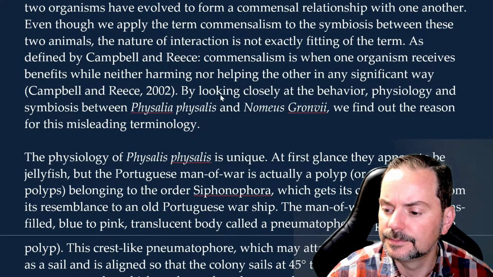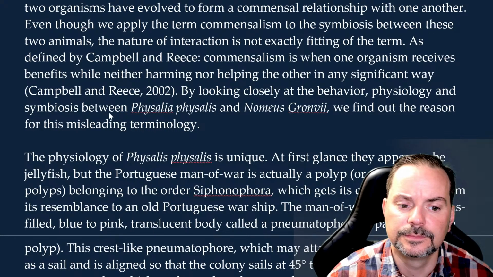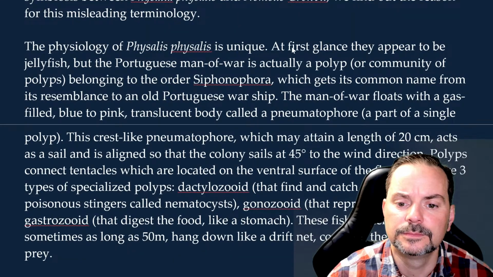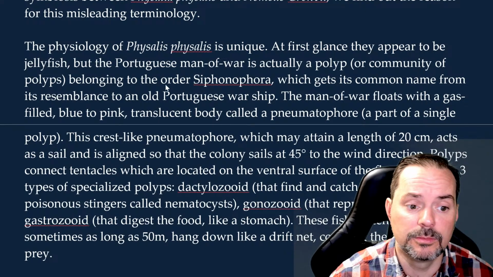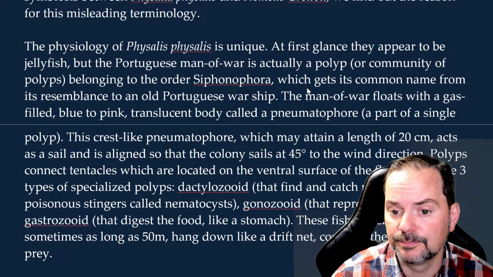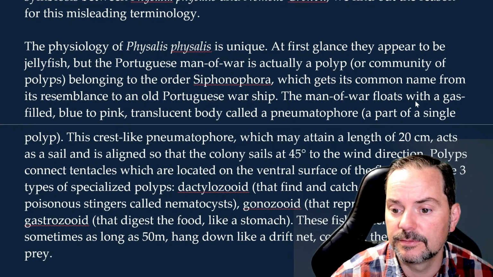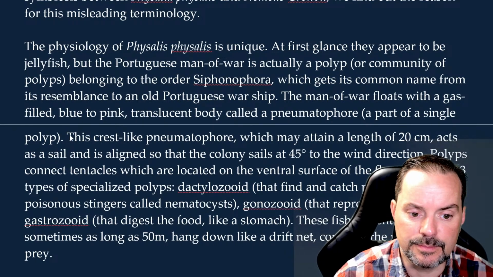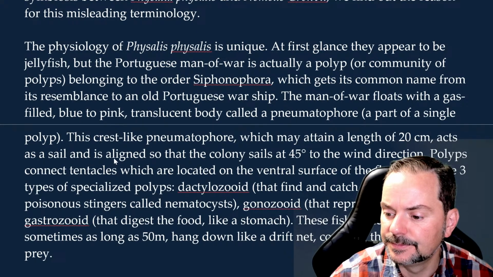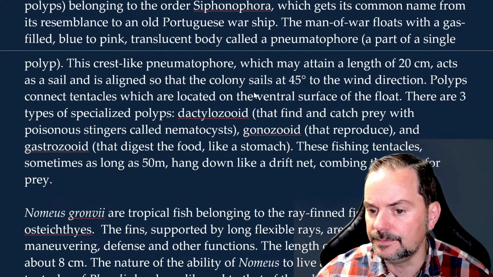By looking closely at the behaviour, physiology and symbiosis between Physalia physalis and Nomius gronvoi, we find out the reason for this misleading terminology. The physiology of Physalia physalis is unique. At first glance, they appear to be jellyfish, but the Portuguese man of war is actually a polyp, or community of polyps belonging to the order Siphonophora, which gets its common name from its resemblance to an old Portuguese warship. The man-of-war floats with a gas-filled blue to pink translucent body called a pneumatophore, a part of a single polyp. This crest-like pneumatophore, which may attain a length of 20 centimetres, acts as a sail and is aligned so that the colony sails at 45 degrees to the wind direction.